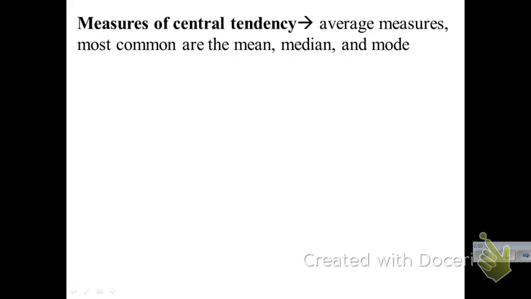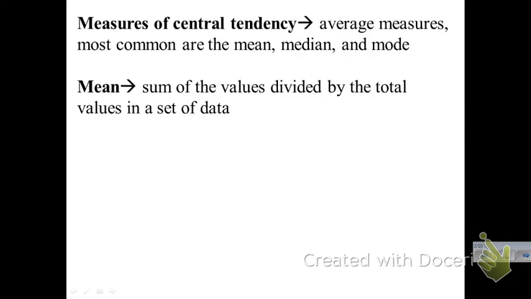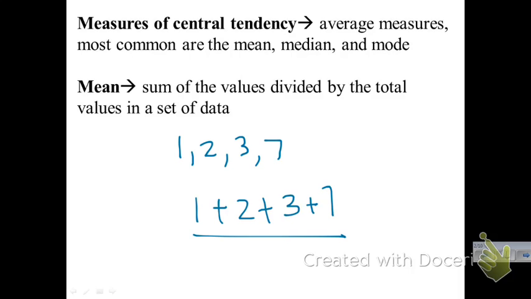So there are some measures of central tendency. They're called the average measures, and the most common that we're going to use are the mean, median, and mode. You guys have done these already before, but just as a quick review, the mean is the sum of the values divided by the total values in a set of data. So if I had 1, 2, 3, and 7, you would add 1 plus 2 plus 3 plus 7, and then divide that answer by 4 because we have 4 numbers. That would give you the mean.